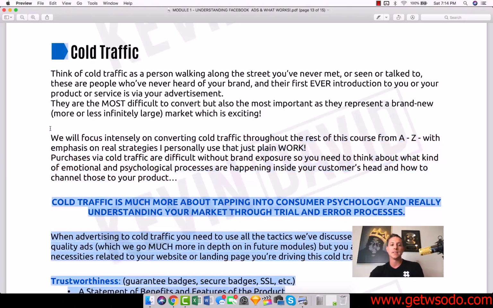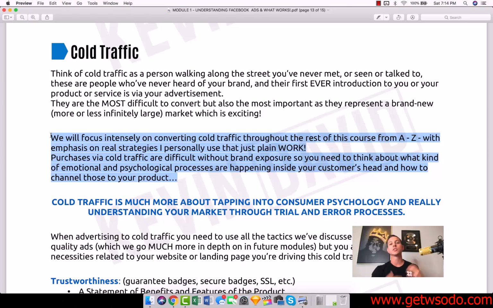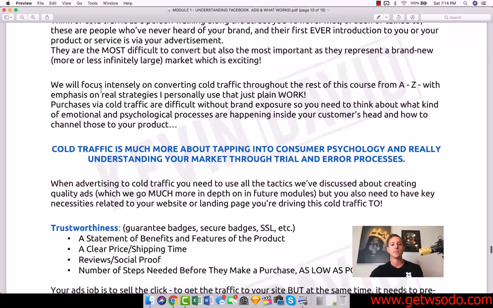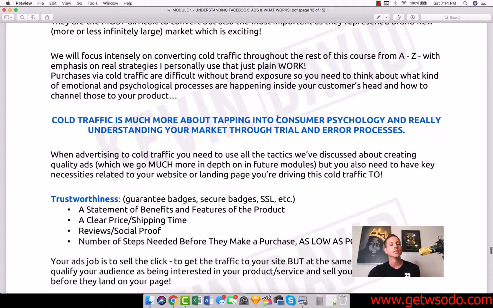Cold traffic is definitely the most difficult, but it's also one of the most important because it's how you expand your audience beyond just the purview of people who've already expressed interest in your audience in some way. Cold traffic is much more about tapping into consumer psychology and really understanding your market as a whole, through trial and error. Again, test lots of different images.